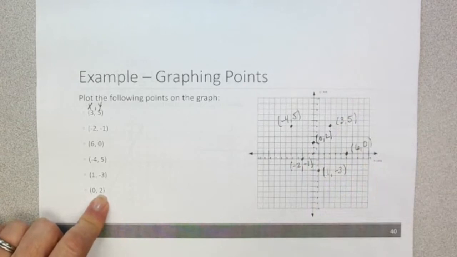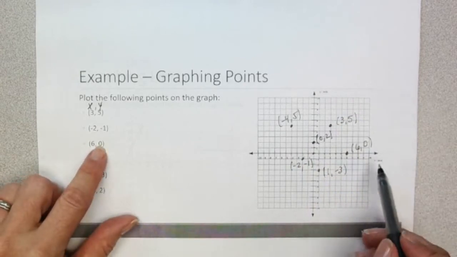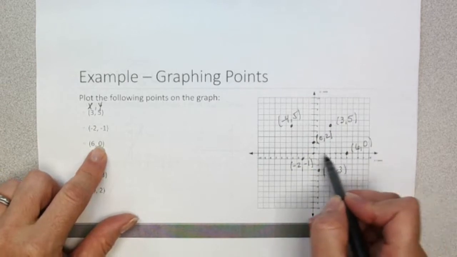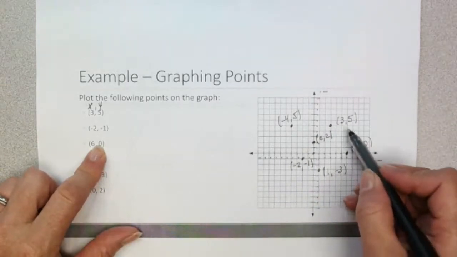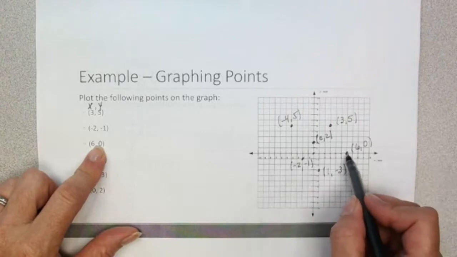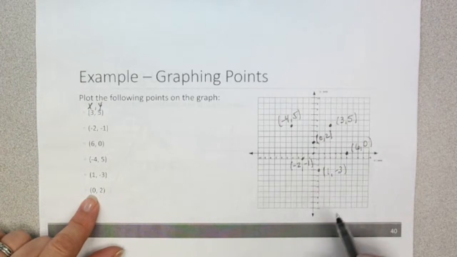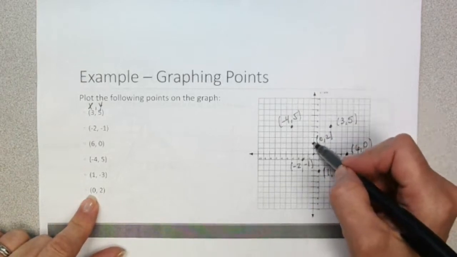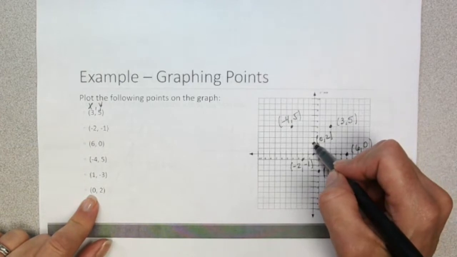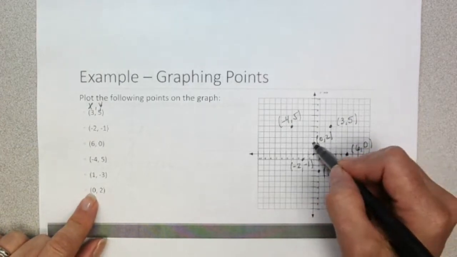All right? A couple of things to note here. When the y-coordinate is 0, the point will always be on the x-axis, right? Because there will be no vertical displacement on that horizontal axis. When the x-coordinate is 0, the point is always going to be on the y-axis because there's no displacement from the vertical axis. There's 0 movement left or right.